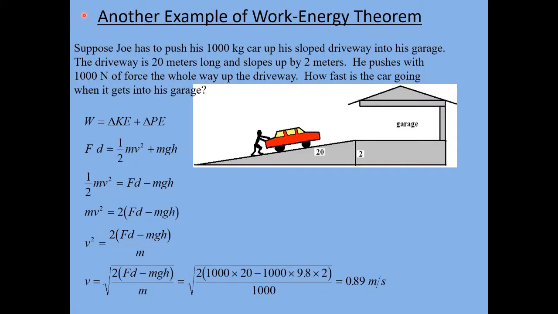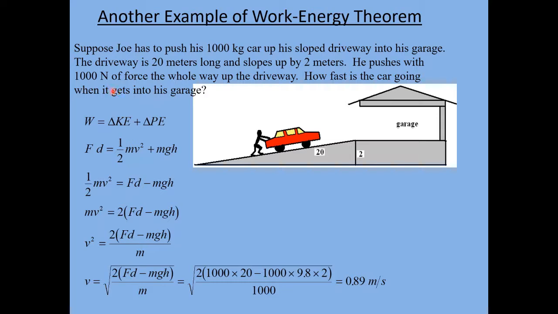Let's modify that last problem we just did and make it a little more difficult and interesting. So this time, suppose Joe again has to push his 1,000 kilogram car, but now he's got to push it up his sloped driveway to get it into his garage up here. So the driveway is 20 meters long, that's this distance here, and it goes up a vertical distance of 2 meters, which is shown right here.